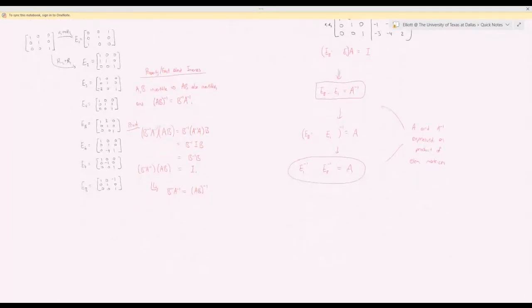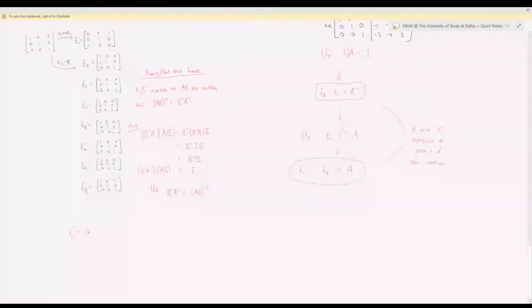And if you needed to write out the inverses of these elementary matrices, maybe I won't do all of them, but I'll list at least some of them. E1 was just swapping row 1 and row 3. So how do you undo a row swap? You just swap the rows again. So E1 inverse will actually be itself, because swapping row 1 and row 3 would undo itself.